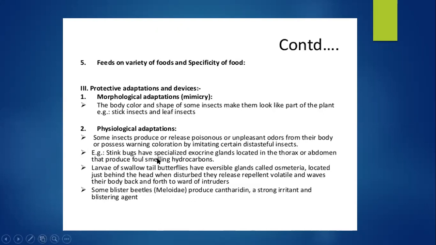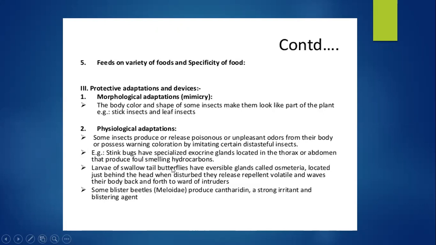Example, stink bugs. They have specialized exocrine glands located on the thorax or abdominal region, which produce a certain kind of smell called foul-smelling hydrocarbons. The hydrocarbons are present in the form of a foul secretion. So foul-smelling hydrocarbons are produced by the stink bugs through the exocrine glands.